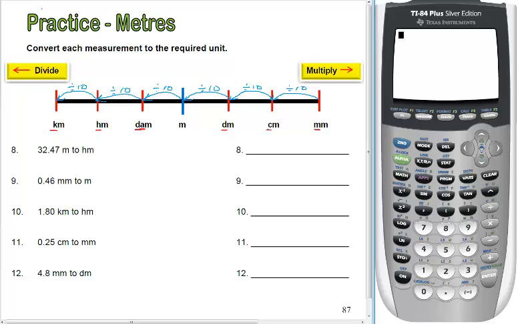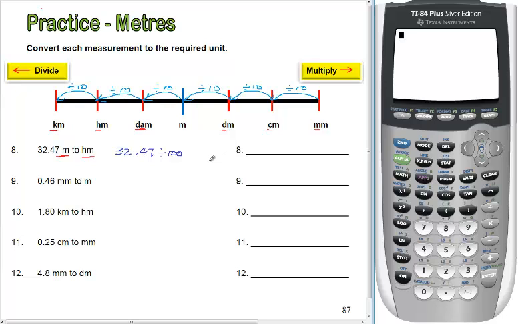So let's look at the first one, see what I mean. First one is going from meters to hectometers. Meters to hectometers. So let's look at that visually. That's meters to hectometers. How many steps is that? That's 2 steps. So we divide by 10 twice. So 32.47, and you can divide, if you're comfortable doing that, divide by 10, and then divide by 10 again. It's up to you. Or simply divide by 100, 10 times 10, right? Same thing. So it's up to you how you want to do it.